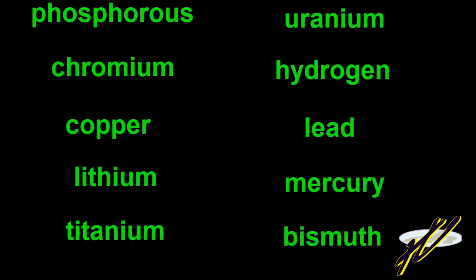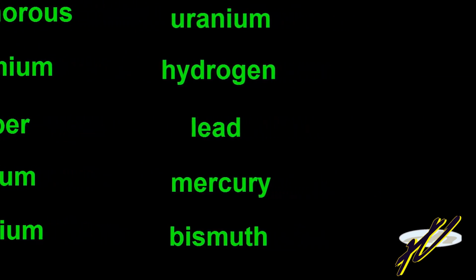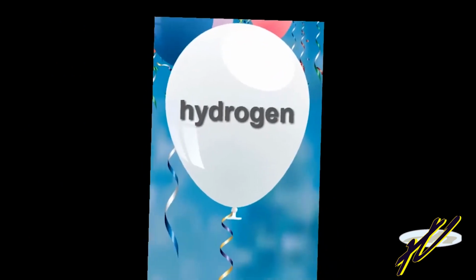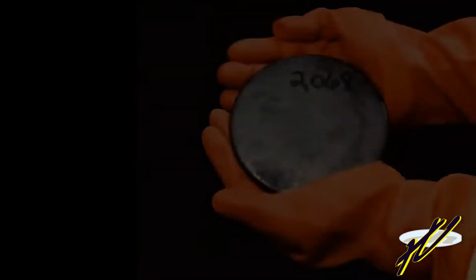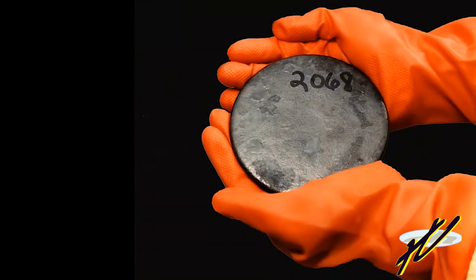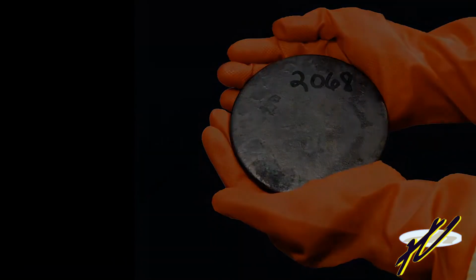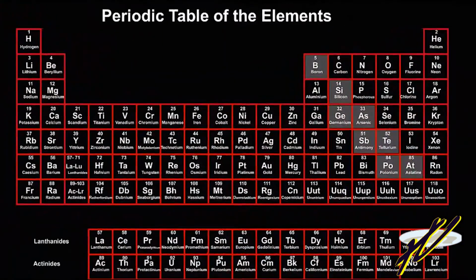Fortunately, there's a list showing all the elements. It starts with the element with the lightest atoms, hydrogen, and goes to the element with the heaviest atoms, uranium. This list is called the periodic table. How about grabbing your own copy now and checking it as you watch the video? The lightest element, hydrogen, is at the top left-hand side of the table.